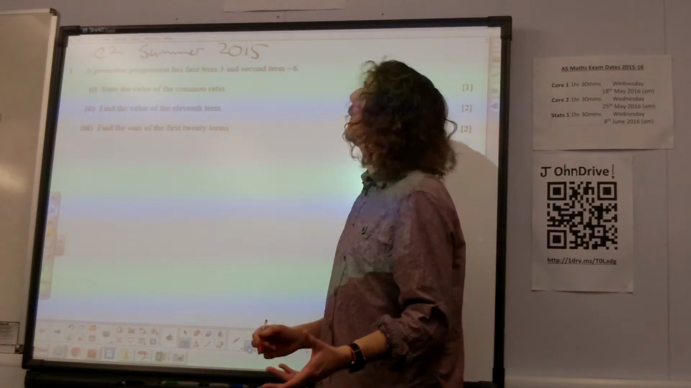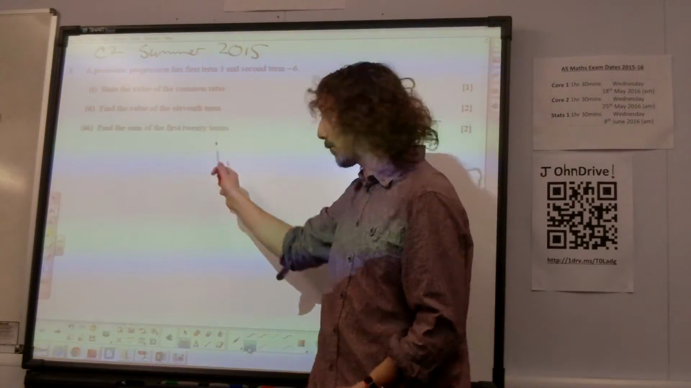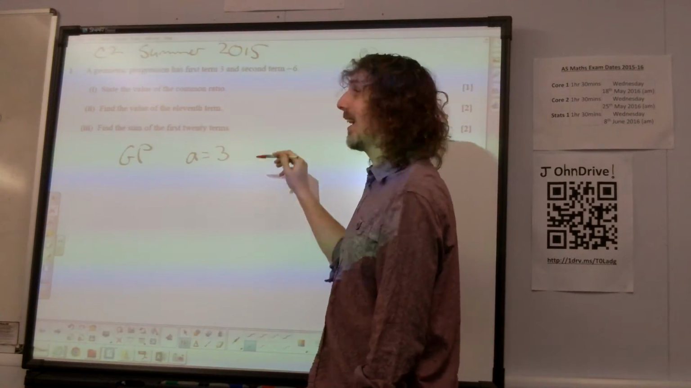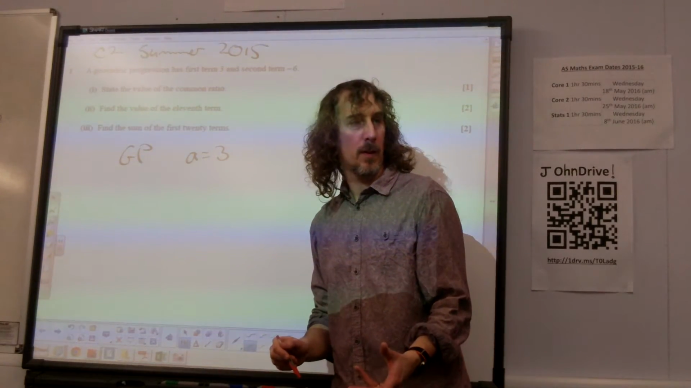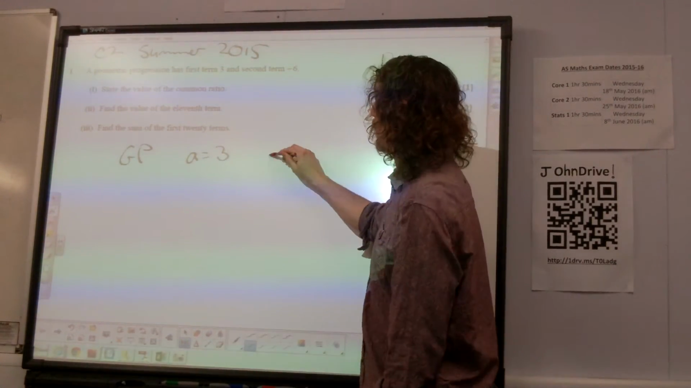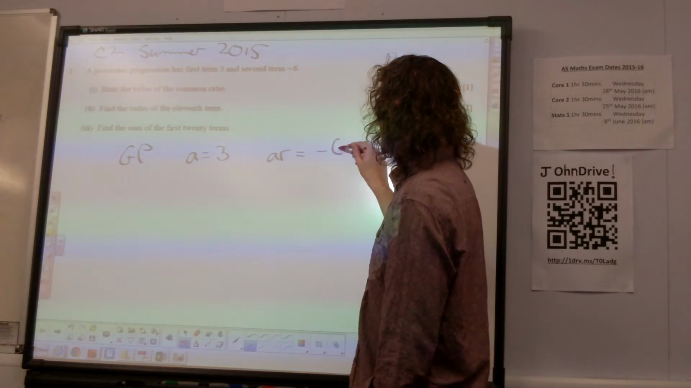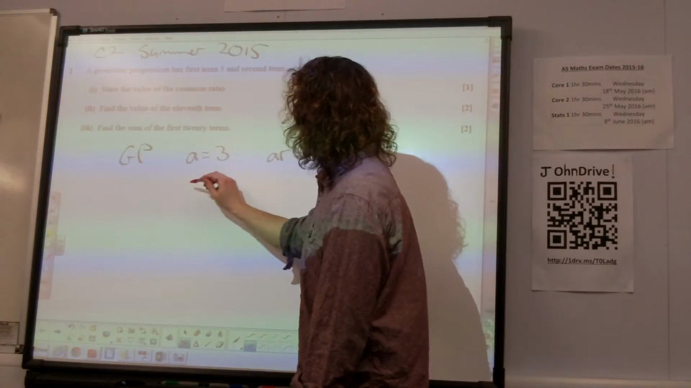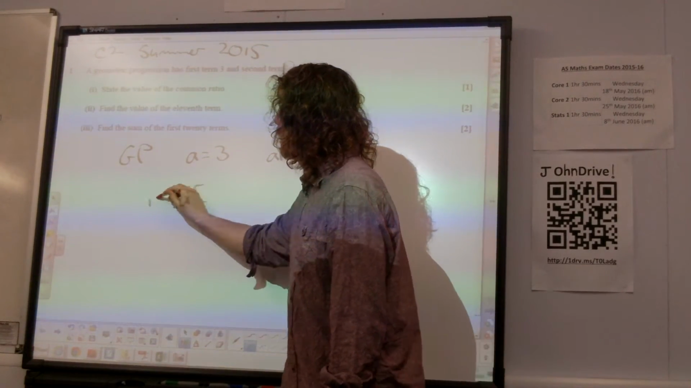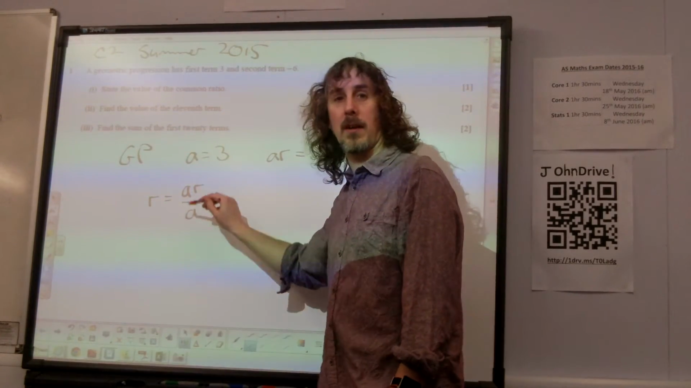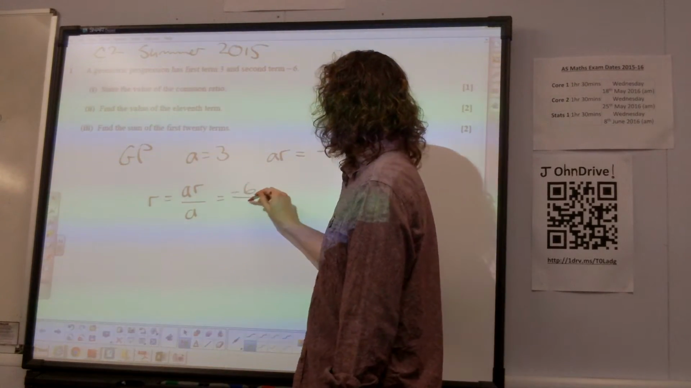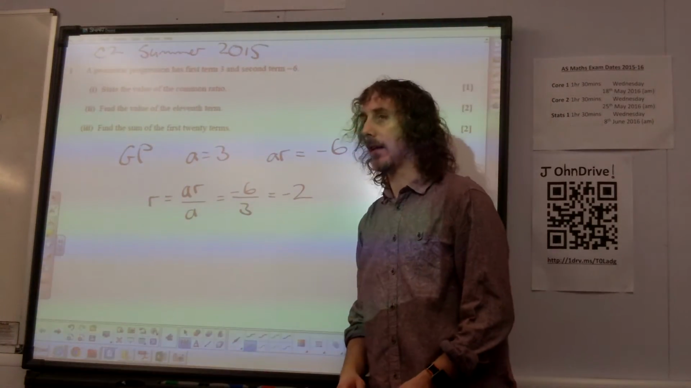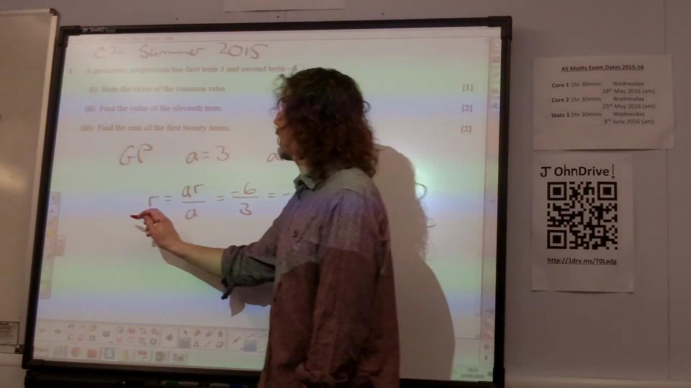Right, the first thing we're going to do is write down what we've actually been told. So the GP, first term is 3, second term of a geometric progression is A times R, because that's what a geometric progression is all about. So A times R is -6. When it says state the value of the common ratio, if we do AR divided by A, that gives us R, because the A would cancel out. So we are doing -6 divided by 3, so we get -2. We just needed to write down -2 as the answer.